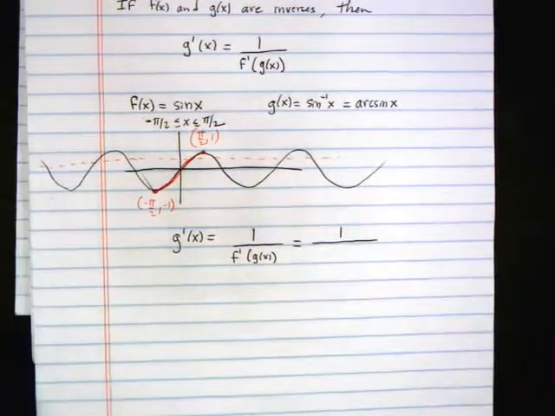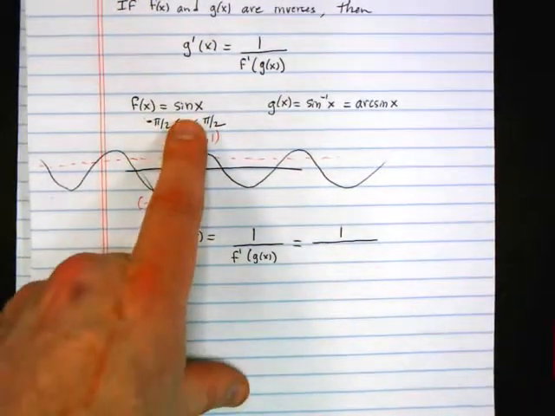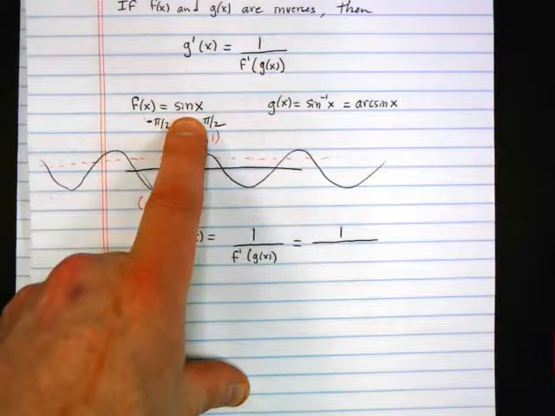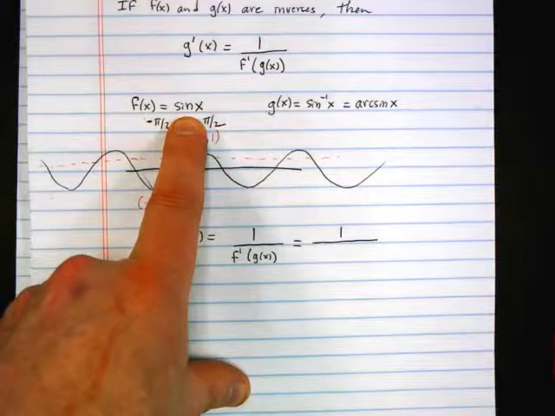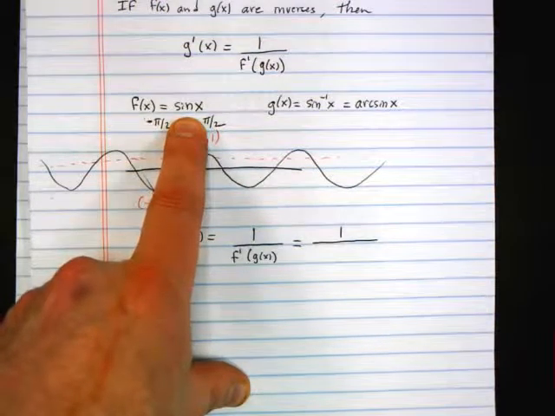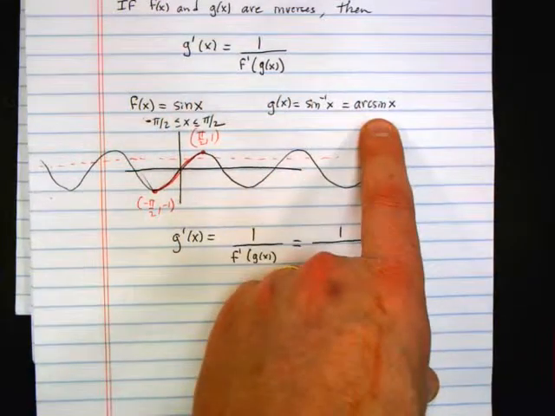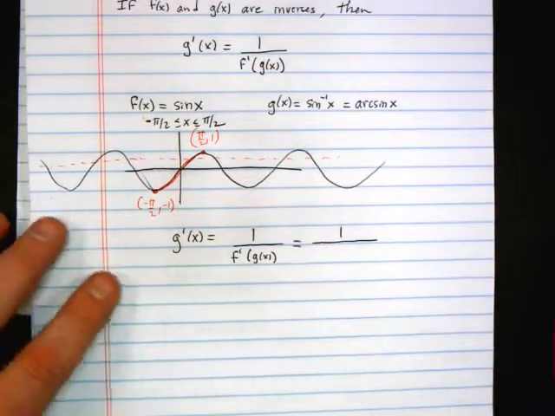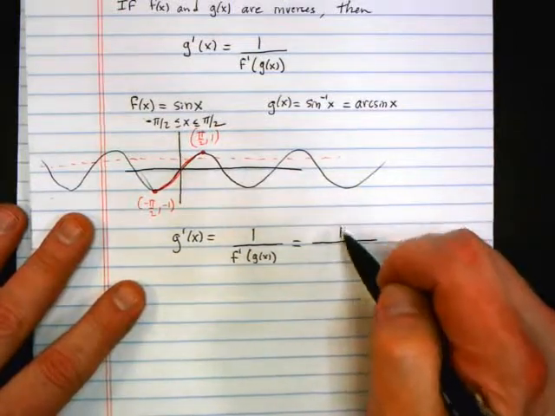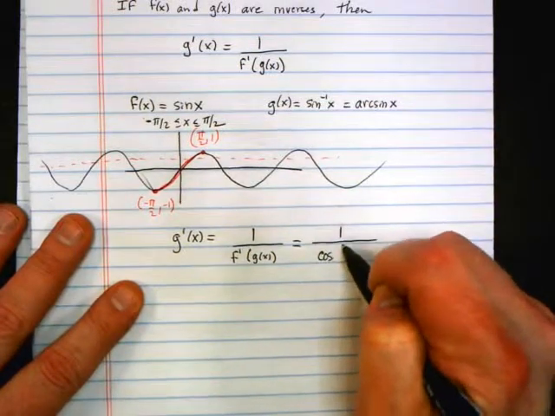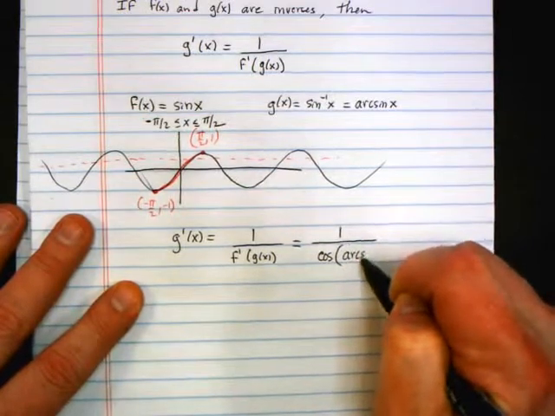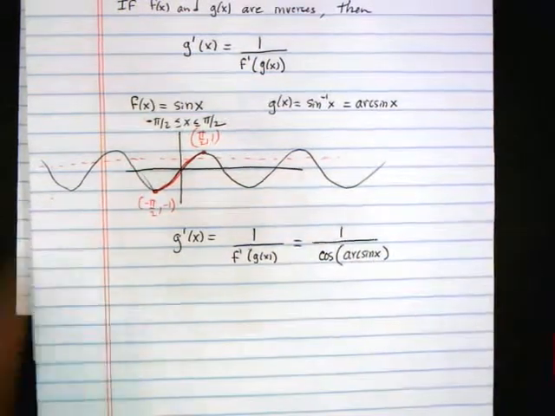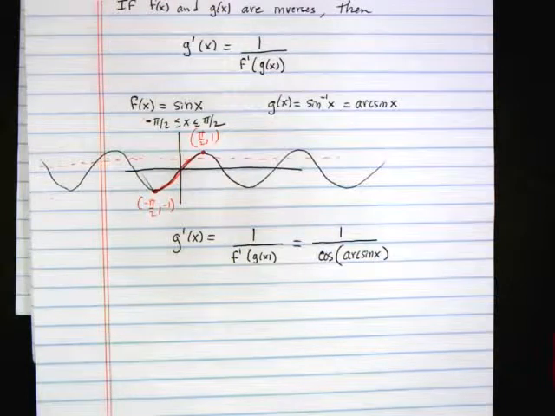So that's 1 over, I take the derivative of sine. What's the derivative of sine? Cosine. The derivative of sine is cosine, and then I have to evaluate that at my g, which is arc sine. So the derivative of arc sine of x turns out to be 1 over cosine of arc sine x. Nice formula, huh?